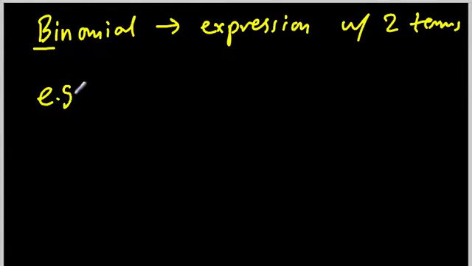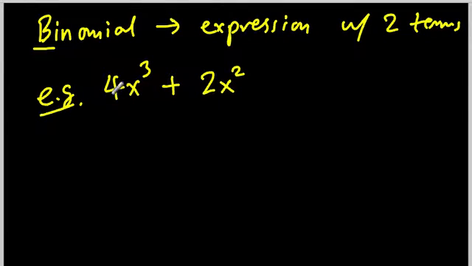So here is an example. Let's take 4x cubed again, but now I'm going to add 2x squared. So this is now a binomial because we have two terms. We have this one term over here, and then we have another term over here, separated by an operator. So this is a binomial.